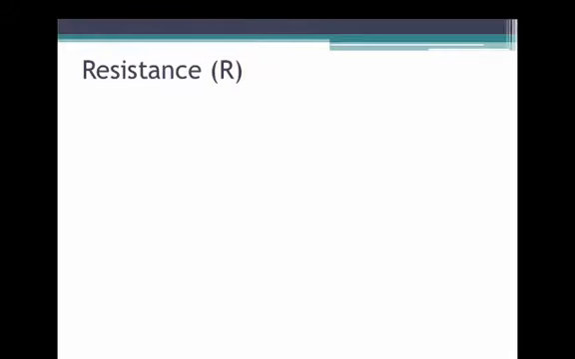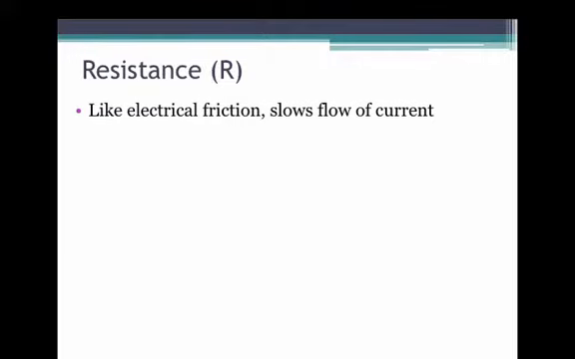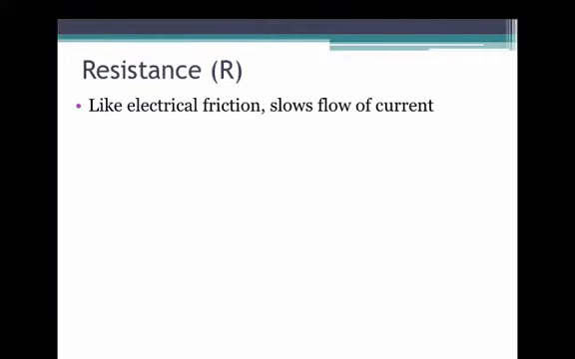Second component, resistance, given conveniently by a capital R. Now, the way to talk about resistance is to think about it like a form of electrical friction. Resistance is anything that slows down the flow of current. In addition, one of the things that resistance creates is heat. So it does act a little bit like friction. And the unit of resistance is the Greek letter omega, but it's called the ohm. So resistance is measured in ohms.